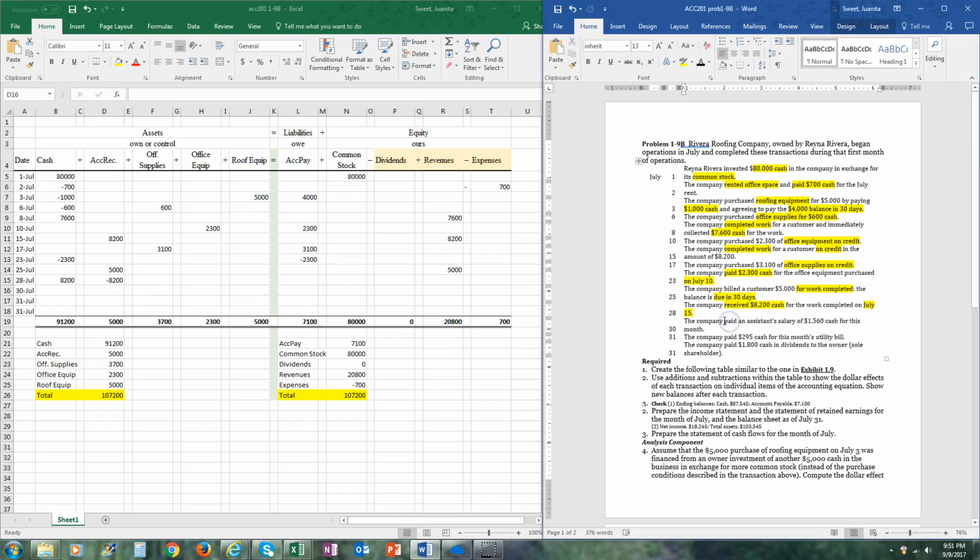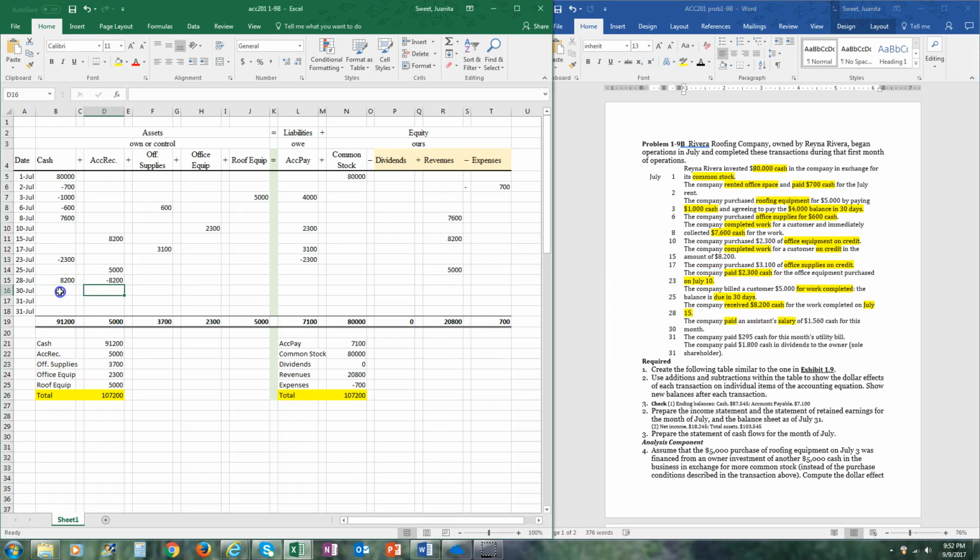We then paid office assistant salary. So anytime we pay with cash, cash goes down. And what did we get for that? What we got was an expense. We have a salary expense. I put it in as a positive number because there is a minus sign built into the equation.